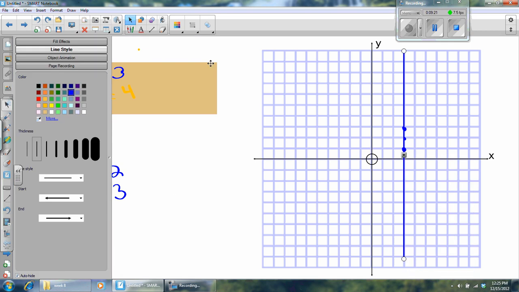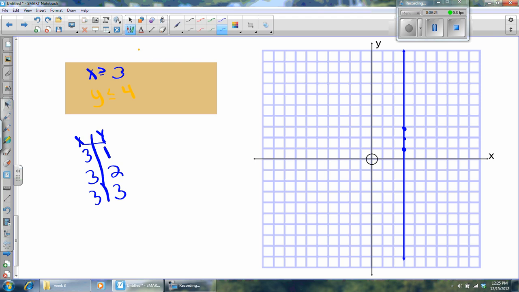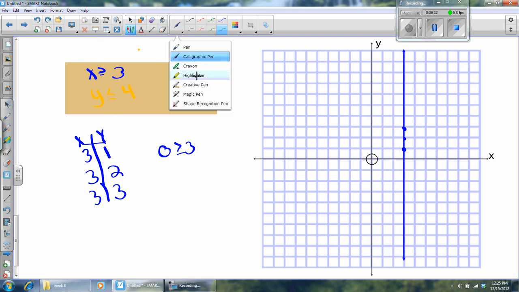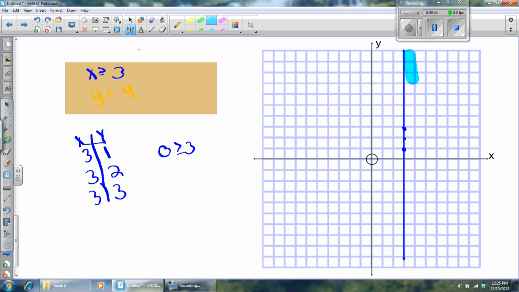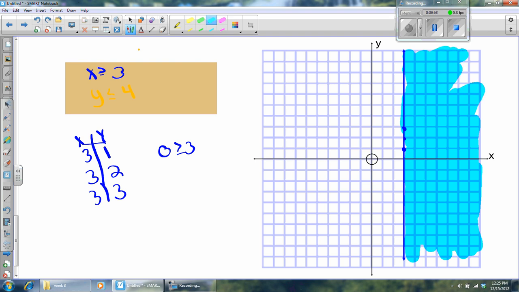And then I just got to decide where to shade. So I'm going to plug in 0 is greater than or equal to 3. That is most untrue. And so I will shade over here. Like this. Okay.